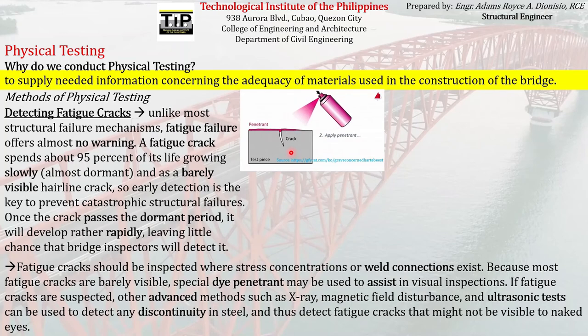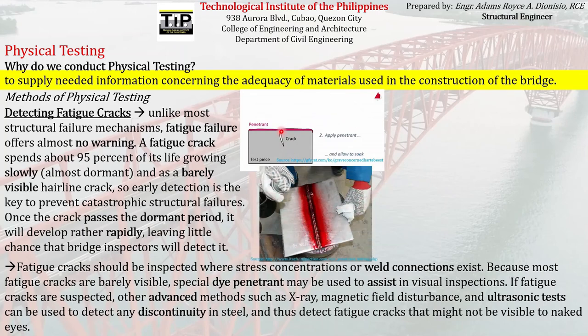tests, wherein we spray a special chemical, what we call the penetrant, usually colored red, on the surface where we want to detect the crack. And then after that, we leave the penetrant to dry on the surface, and then wash it with water until the penetrant located on the surface of the component is washed away. And then a developer chemical is also sprayed on the surface of the structural component where we want to detect the fatigue crack, until the penetrant that penetrated the crack shows itself on the surface.